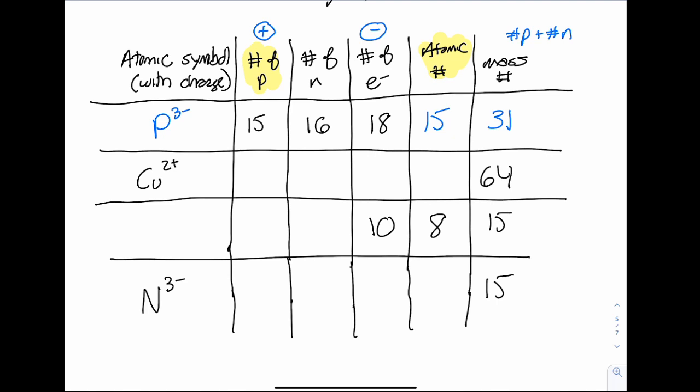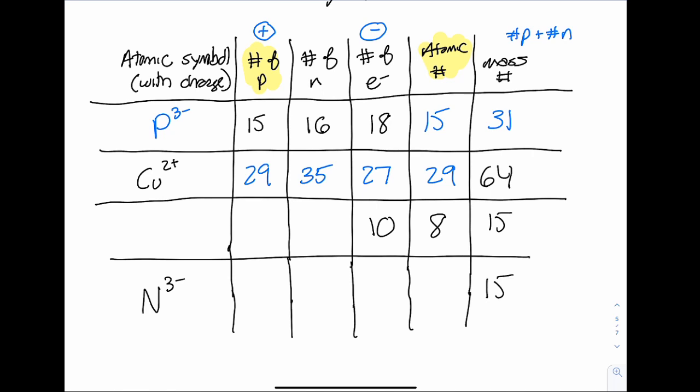Copper. I'm finding copper in the periodic table. Copper has an atomic number of 29. So it has 29 protons. Since copper here has a plus 2 charge, remember if it's positive, it's lost electrons. So it's going to have 27 negative charges, 27 electrons. And then to get the number of neutrons, we're going to subtract 29 from 64. So I am going to have 35. Did I do the math right? Yeah, 35 neutrons.